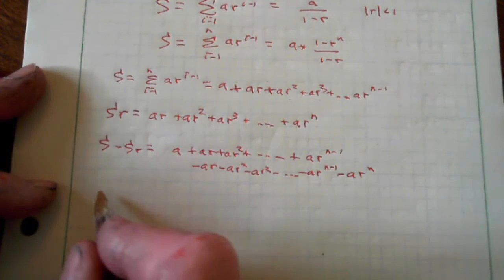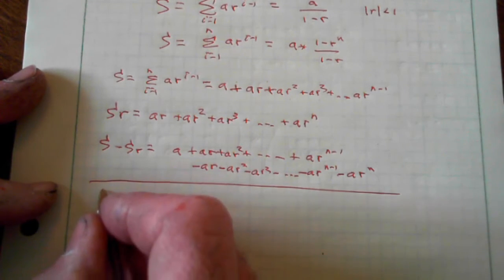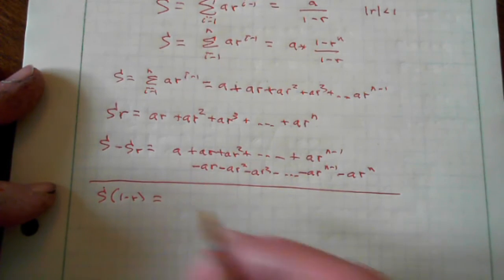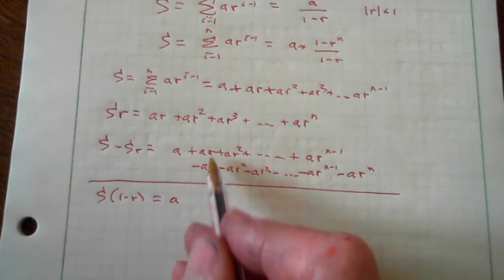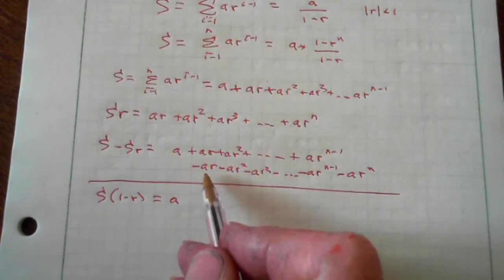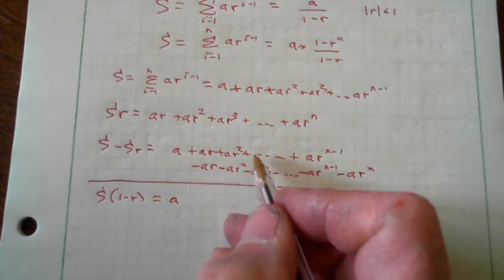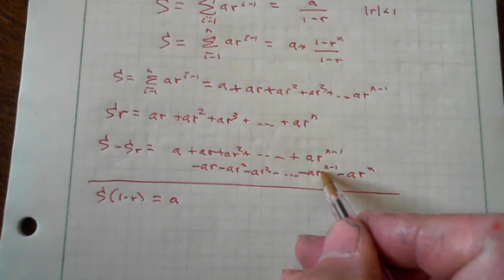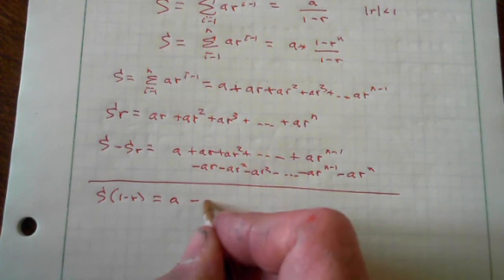But let's see what really just happened here. S times S minus r, I can factor out the S, and I get 1 minus r. Over here I get an a. I get a r minus a r, which is nothing. A r squared minus a r squared, which is nothing. Nothing, nothing, nothing. Here I got a r to the n minus 1 minus a r to the n minus 1, which is nothing. Then 0 minus a r to the n is minus a r to the n.